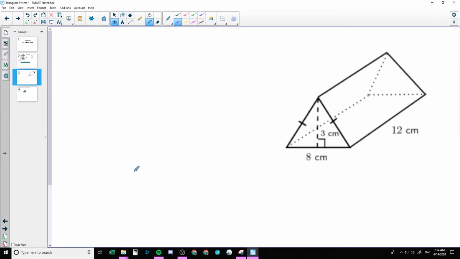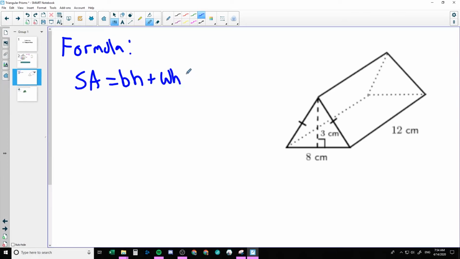So here is our question. And what I like to do is write our formula at the top of the page. I'm still writing in purple. Let's write in blue. Our formula. SA equals base times height plus width times height plus length times height plus the height of the triangle times the base of the triangle.